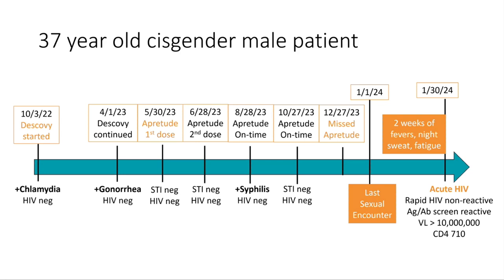His follow-ups were very much on time, and at one of them he had syphilis. At all of these, his HIV testing, including a viral load, was negative. And then on December 27th, he missed his dose. He didn't come in, and we didn't really hear from him. The clinic tried to find him. His last sexual encounter was on January 1st. He was very clear about that date. It was an anonymous male partner, with condomless sex.